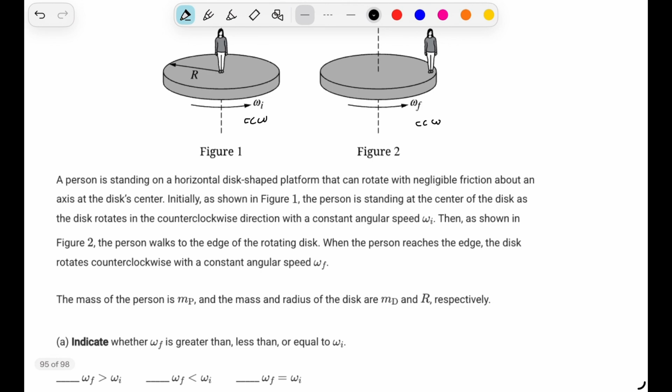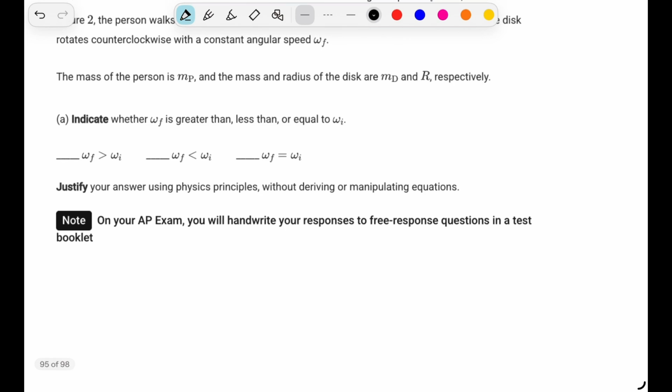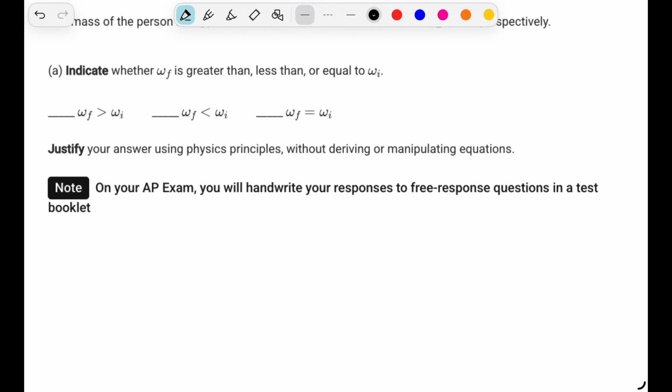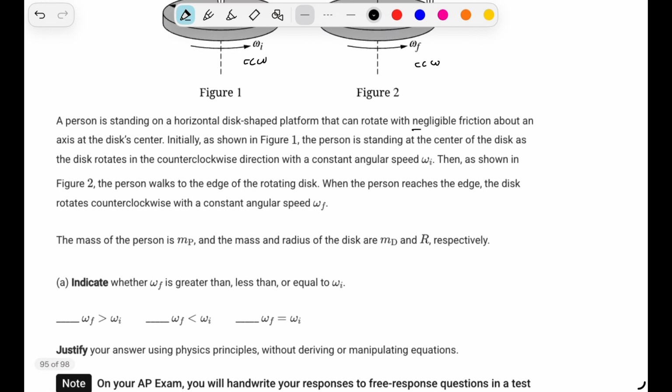The mass of the person is mp and the mass and the radius of the disk are md and r respectively. Indicate whether omega f is greater than, less than, or equal to omega initial. So what we have is that there is no external torque acting on the system because there's negligible friction. That means that you have conservation of angular momentum.